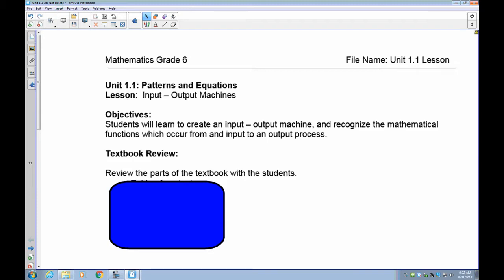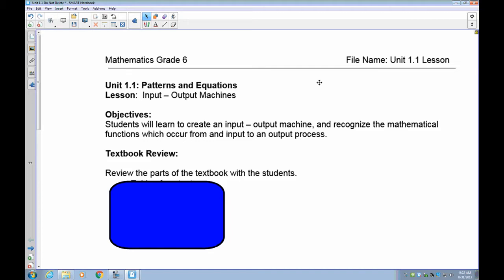So here's the beginning. In this lesson what I want you to be able to learn is how to create an input-output machine, recognize the mathematical functions. That means what happens to change the number from the input to the output. And we'll work a little bit more with rules and relations later.